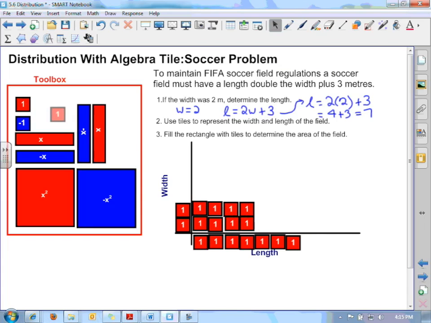Do I want you to use tiles on a test? Although you can use tiles and I can pull them out, I prefer you to do these problems more algebraically without the support of the tiles. But if you need them, it's another way of doing it.